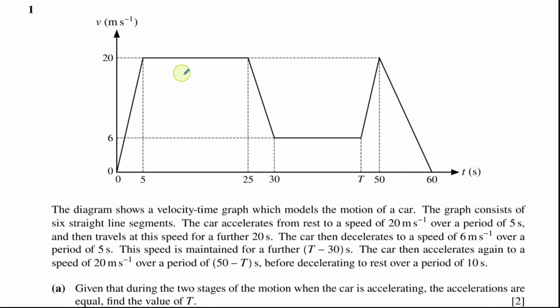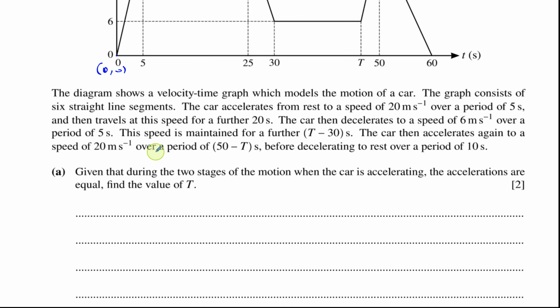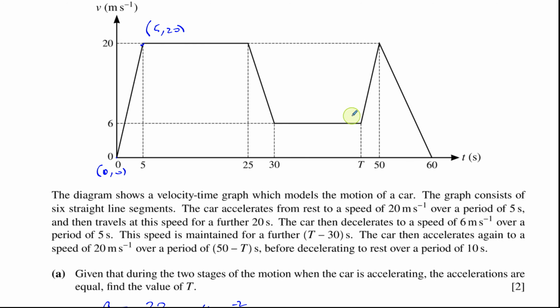The acceleration on a speed or velocity-time graph is given by the gradient of the graph. So we need to find the gradient of this section here. We have this point, which is (5, 20), and this point, which is (0, 0). So the acceleration is 20 over 5, which is 4 meters per second squared. And that's the same acceleration over here.